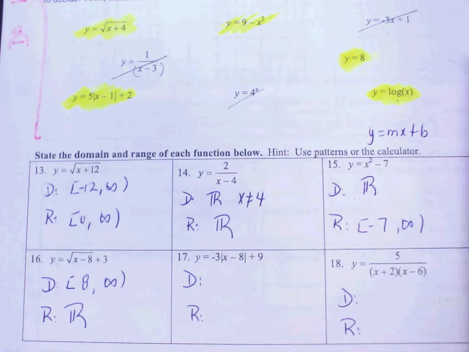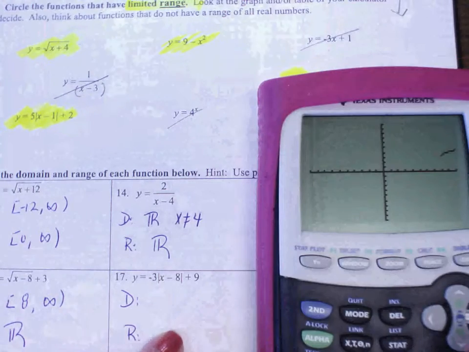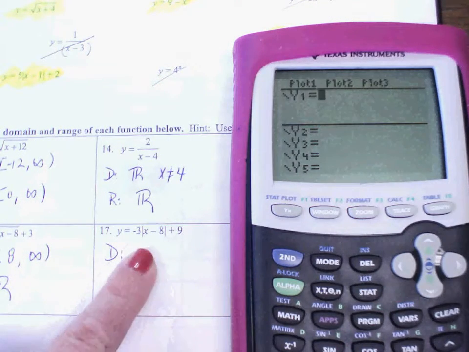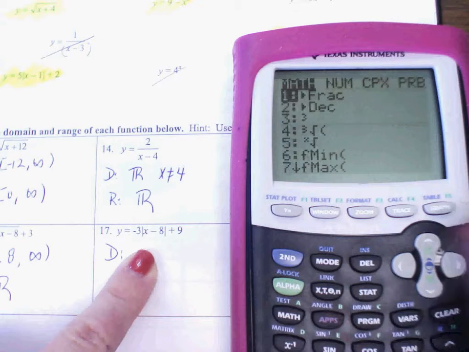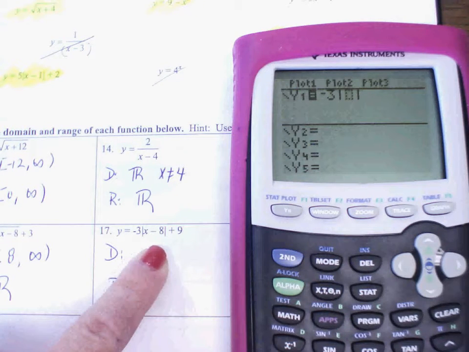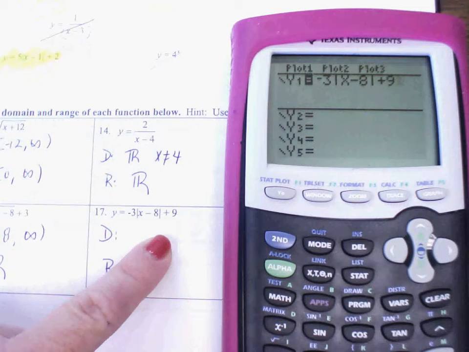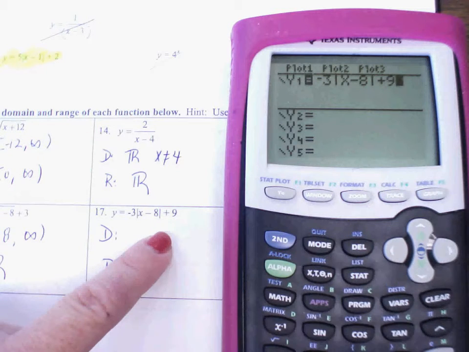All right, so let's go to the absolute value. Do you remember how to write that one down? Y equals, where do we go for the absolute? Math, and then over and then 1, right? And then x minus 8, and then you jump out of there and you say plus 9. Remember, go to the graph. If you cannot see it, then go to the table.